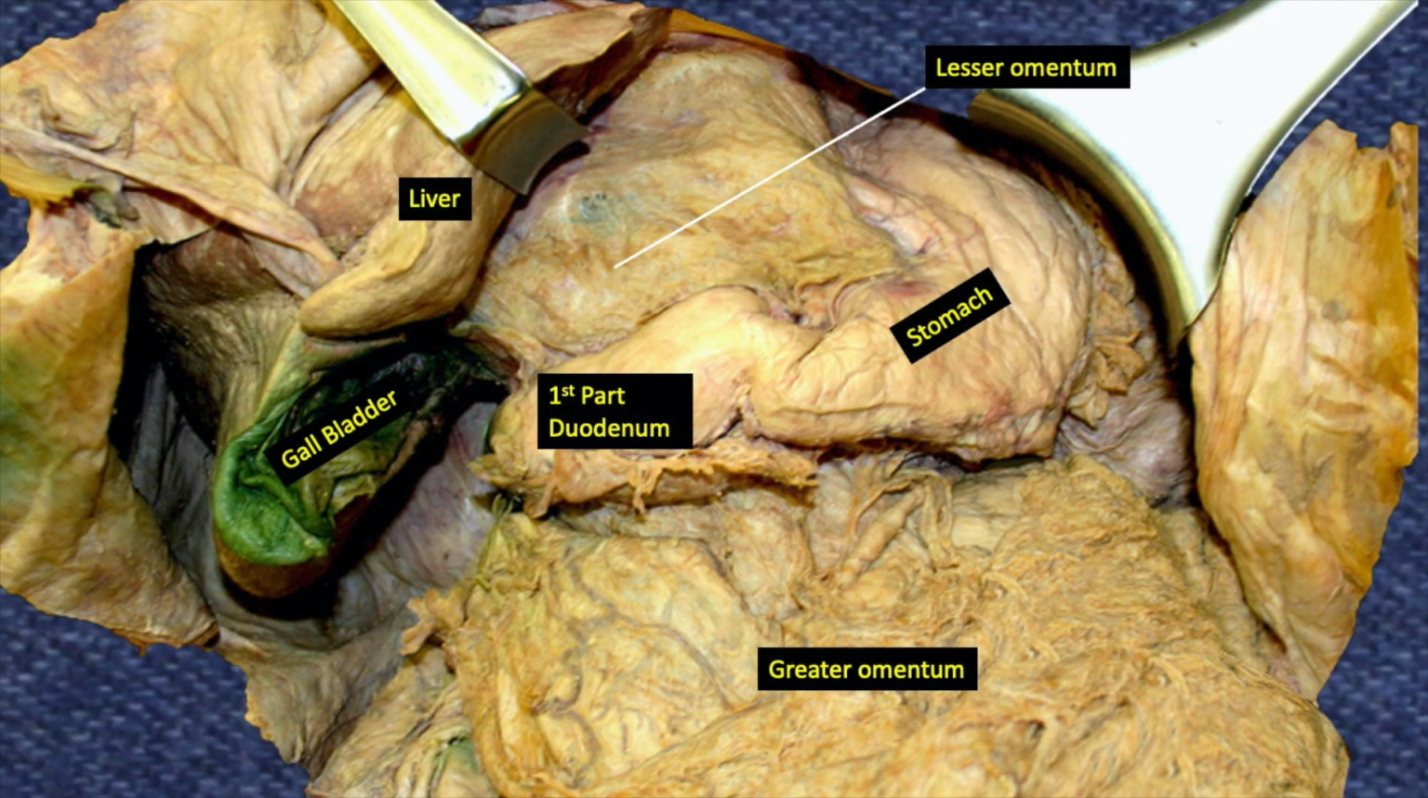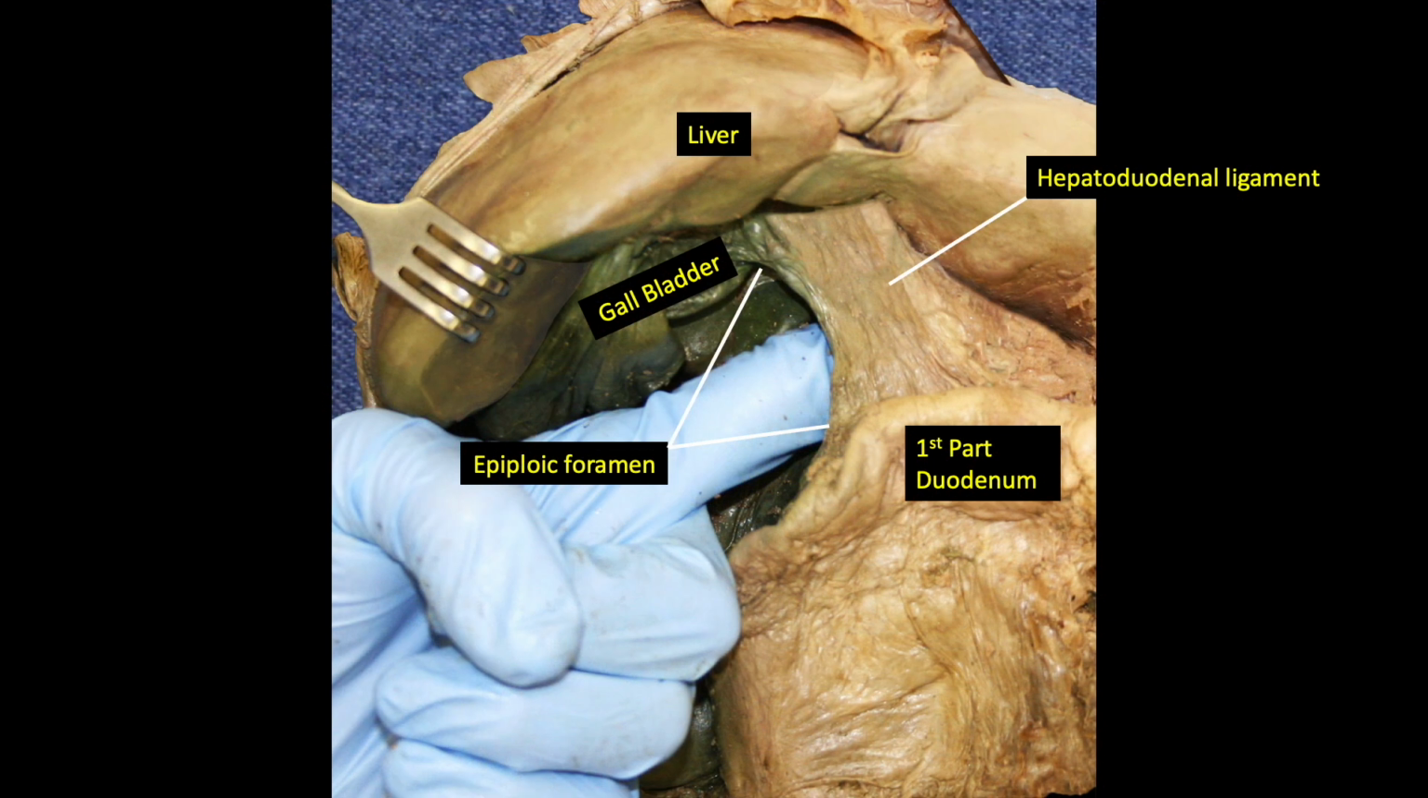In the previous dissection video, we observed a similar image and described the various structures listed here. Moving from left to right, we mentioned the gallbladder, the liver, the lesser omentum, the stomach, and the first part of the duodenum. Finally, we described the greater omentum. Also, we mentioned that the lesser omentum consisted of two separate ligaments. The one between the liver and the first part of the duodenum included the hepatoduodenal ligament, and it helped form the entryway into the lesser sac.